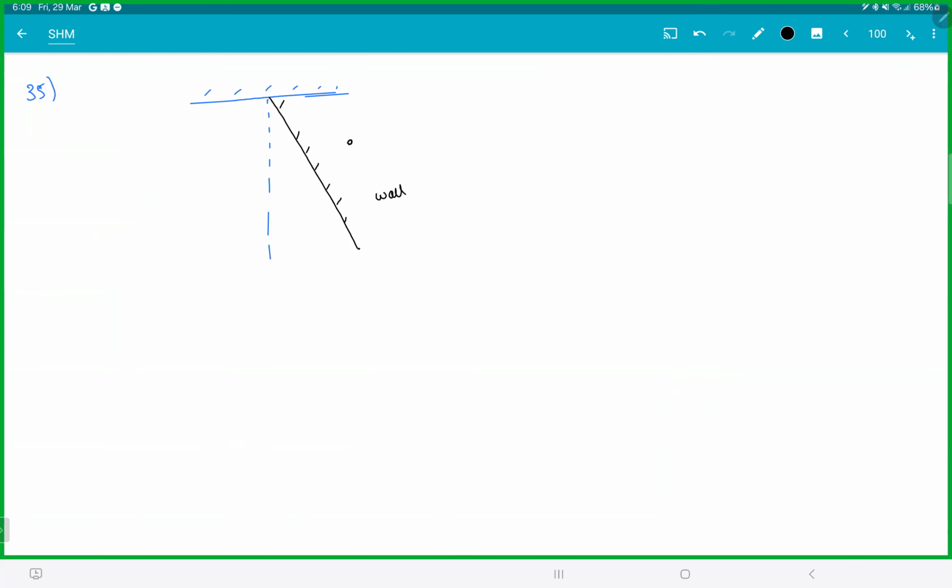Here we have a wall. E is equal to 1 and this angle is beta. Mass m, length L. This angle is alpha, released from rest. And alpha is greater than beta. Alpha is small. Find the time period for small oscillations.